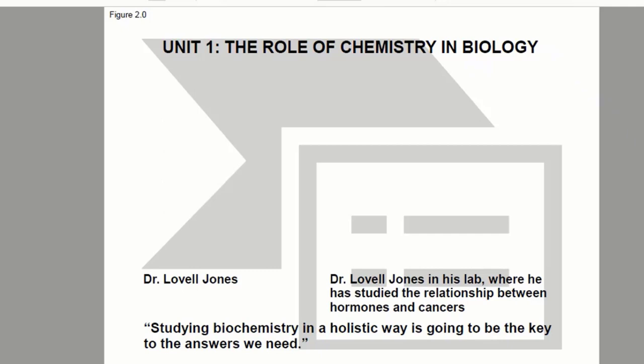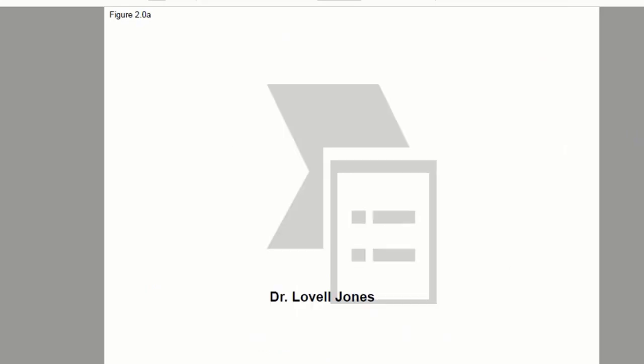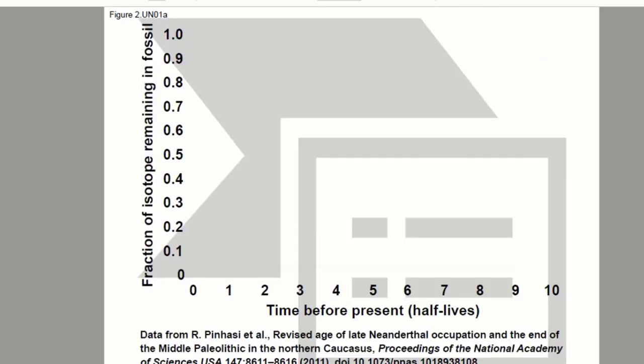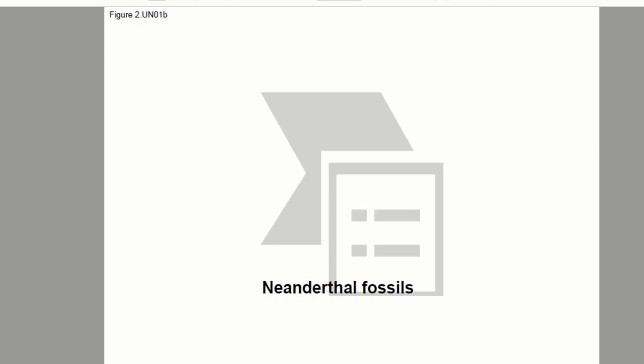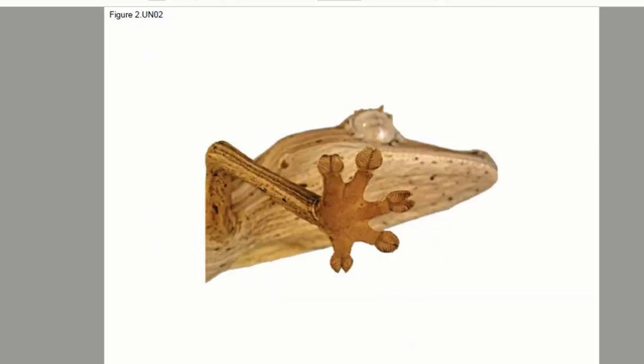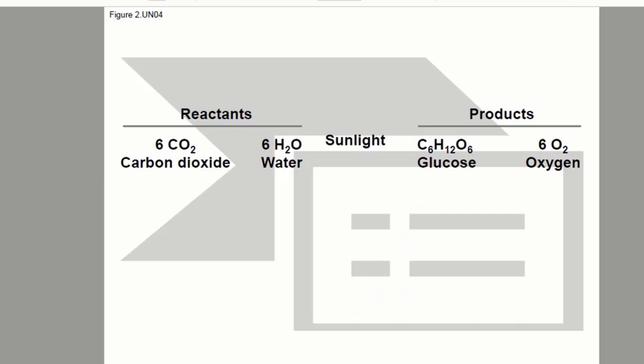So this is just another material that you can find. It's just a unit of a book where your notes were gotten from: The Role of Chemistry in Biology by Dr. Jones in his lab, and you don't need to worry more about this.